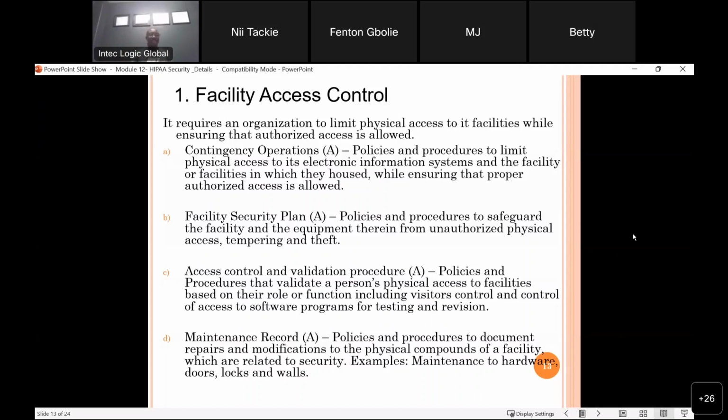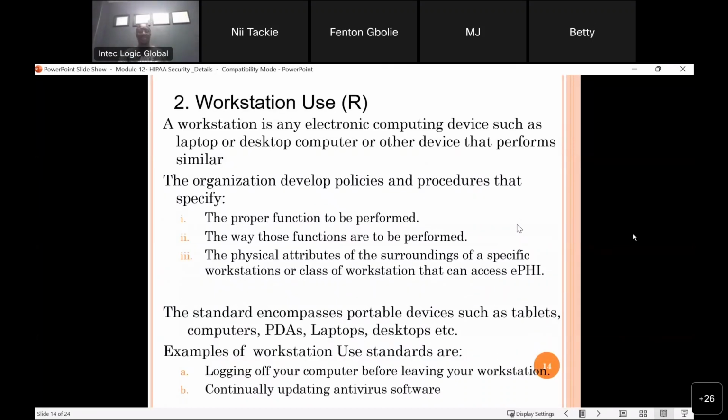So if you're in a covered entity and you see people coming in, doing whatever they do and they go out, they are in violation of HIPAA. And if HIPAA should come after them, they will be in trouble.